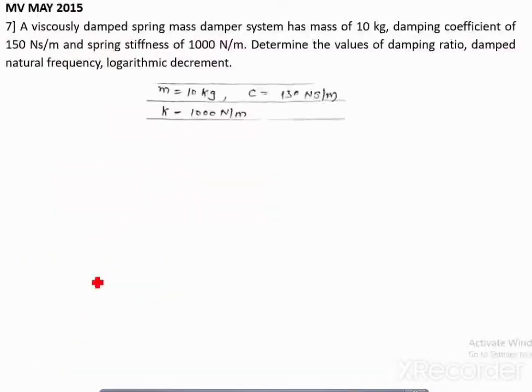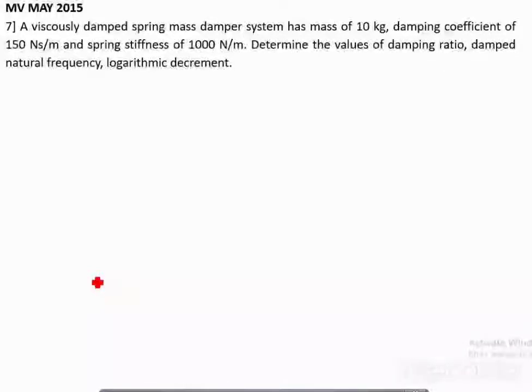So we'll move on to the next problem. One more problem, that is problem number 7. Now problem number 7, again it has been repeated, a May 2015 problem. A viscously damped spring mass damper system has a mass of 10 kg, a damping coefficient of 150 Newton second per meter, and a spring stiffness. Determine the values of damping ratio, damped natural frequency.